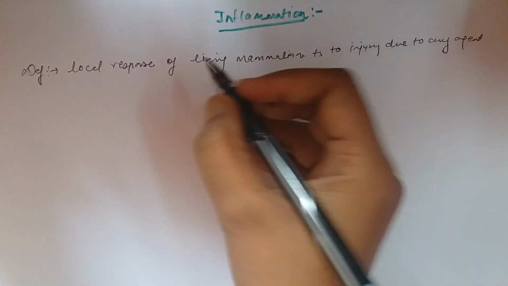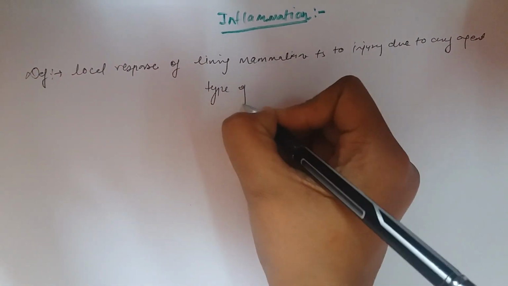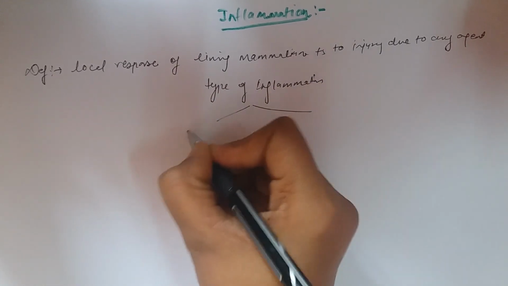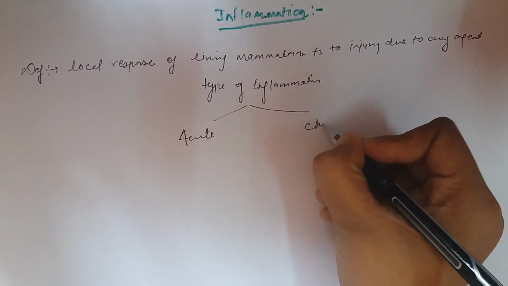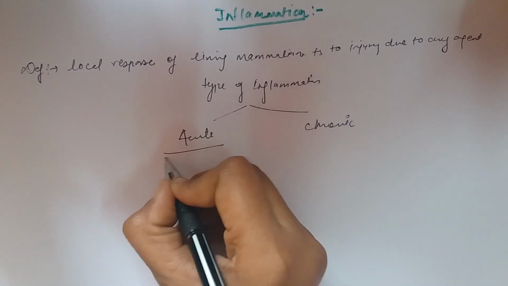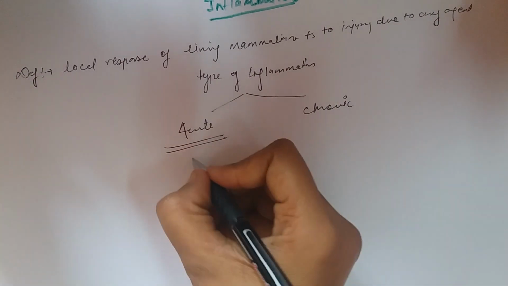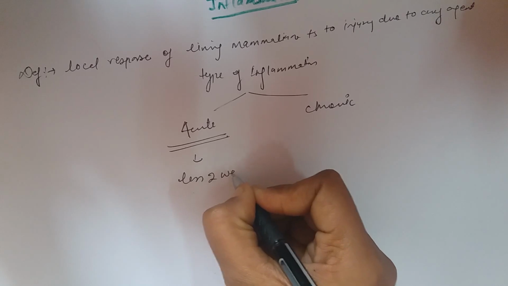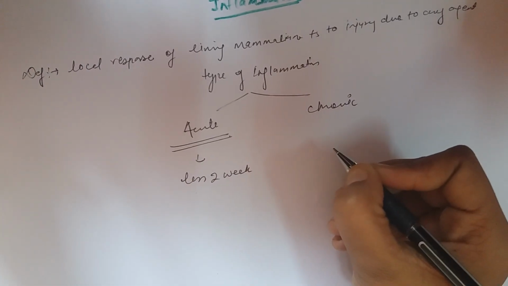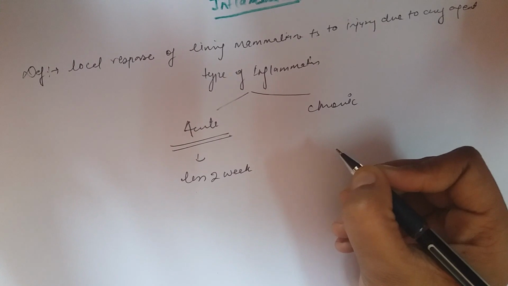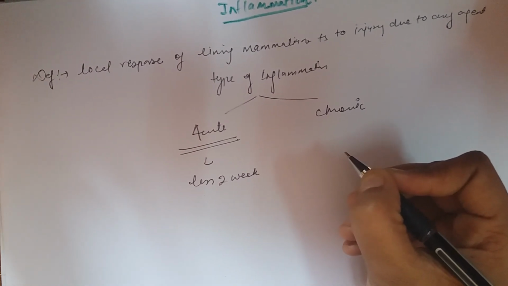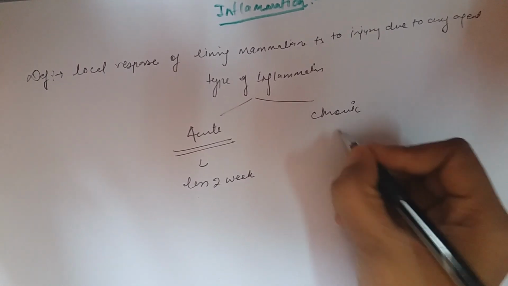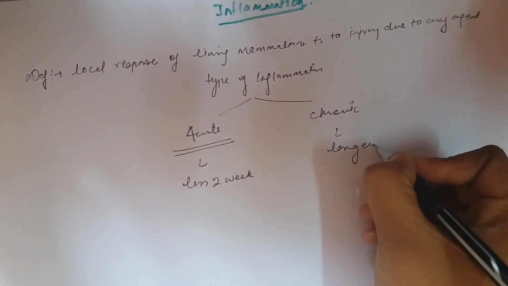First we'll discuss the types of inflammation. There are two types of inflammation. One is acute, another one is chronic inflammation. Acute inflammation lasts for less than 2 weeks. Chronic inflammation is of longer duration, when the causative agent of the acute inflammation persists for a long time, more than 2 weeks.